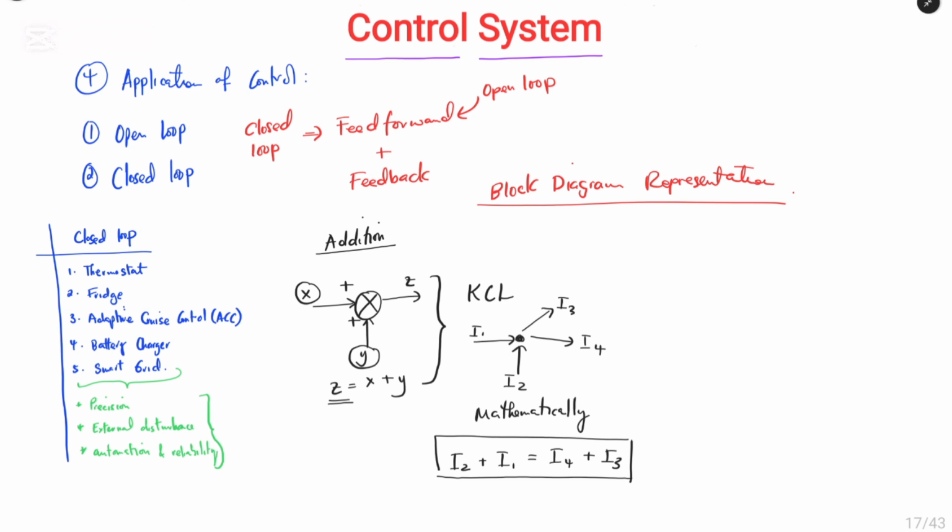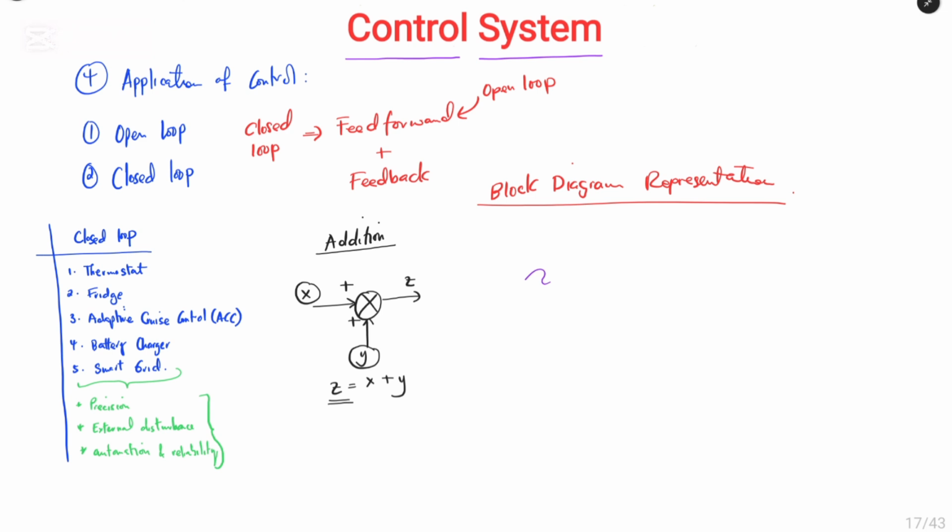Now we will look at the subtraction. The subtraction, we can have Z, X, and Y. We can have plus and minus. Now Z is equivalent to X minus Y. And this is mostly found in a closed loop system. All these block diagrams are important and useful. They normally describe the properties of elements and the system.